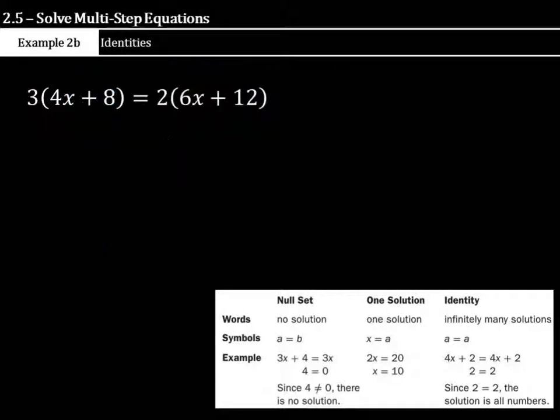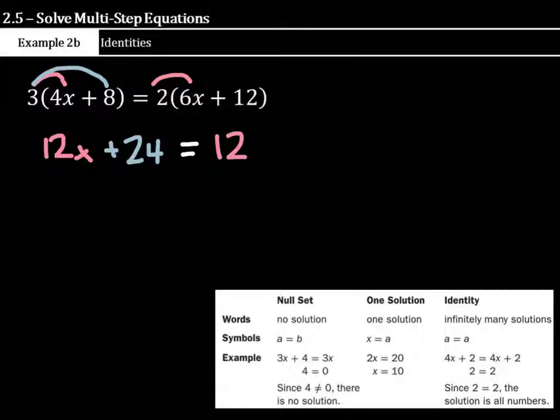Let's move on. In our second example of this type of problem, let's distribute once more. We have 3 times 4x being 12x, and then 3 times 8 being a positive 24. And that's going to equal 2 times 6x is 12x, and 2 times 12 is plus 24. Well, right away, 12x plus 24 equals 12x plus 24 is an example of that identity down there.